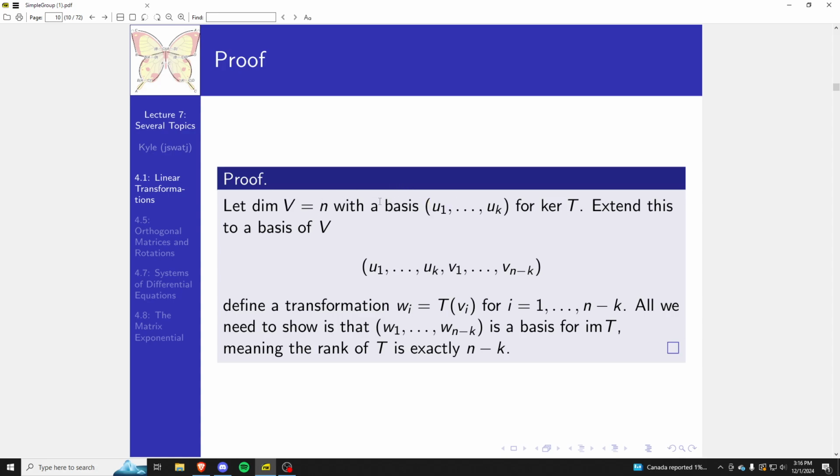So we start with a basis for the kernel and extend it to a basis for V, because the kernel is smaller than V, right? So we end up extending it by some amount of vectors, n minus k vectors to be exact.